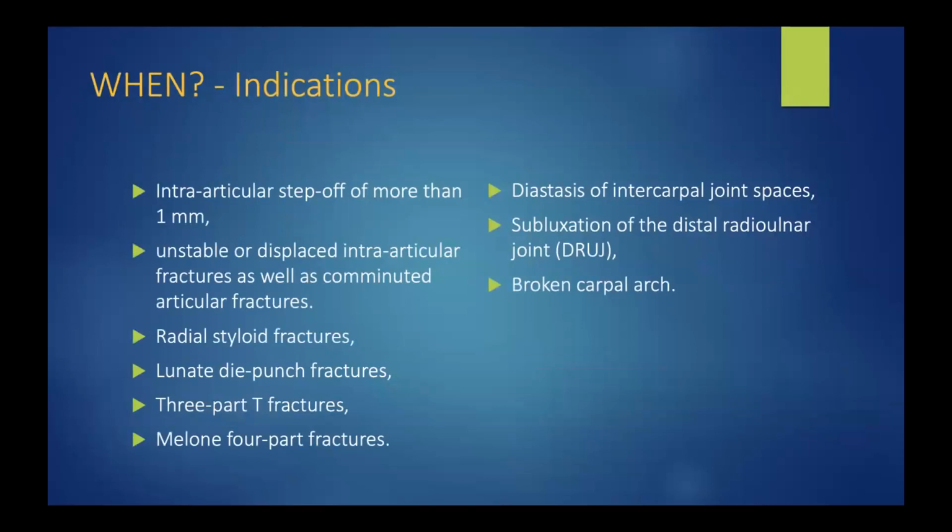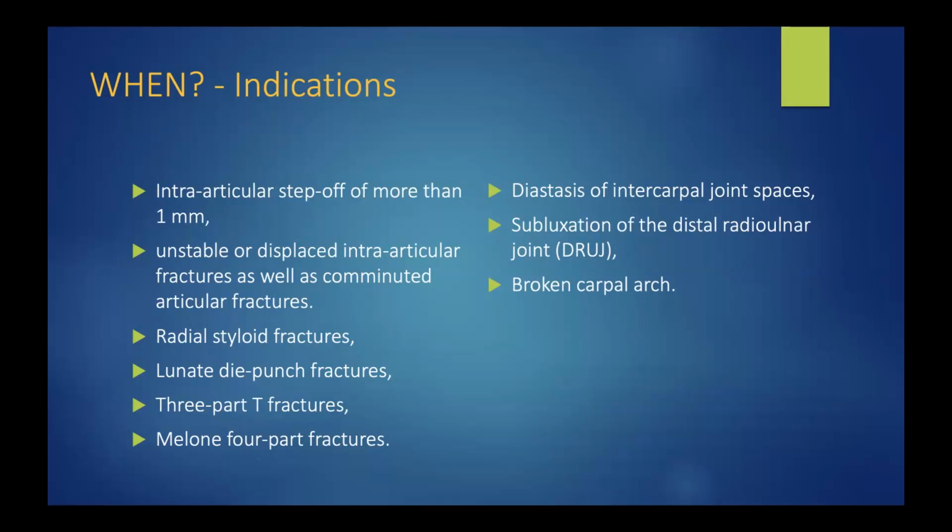So when to do this? Whenever we get an intra-articular step-off after reduction in a C-arm, it is indicated to do an arthroscopy assisted reduction to decrease this step-off. And in unstable or displaced intra-articular fractures where there is a lot of combination, it is indicated. And radial styloid fractures with associated injuries of the intercarpal ligaments, lunate die punch fractures, 3-part T fractures, and Malone 4, where there is a component of coronal and sagittal fracture orientation.